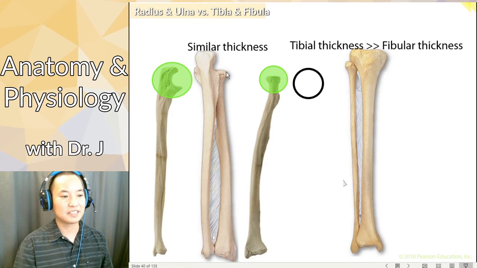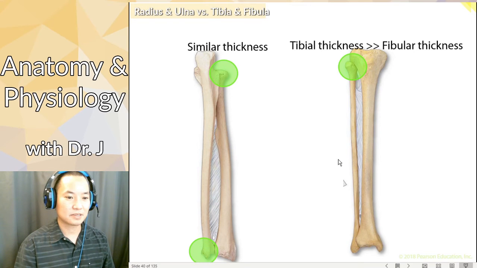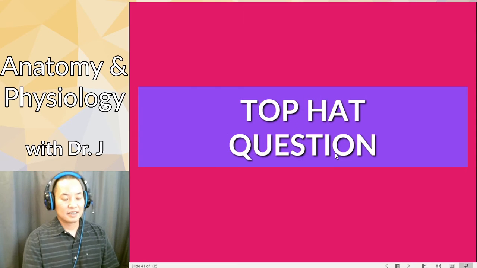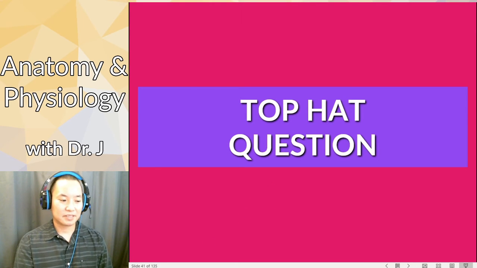Now, tibia and fibula, they do not have the scoop. They do not have this circle. So I also look at this as well. So notice that the tibia will not have a round head. It won't have that styloid process as well. Okay, so that's what I look for when I'm determining radius and ulna versus tibia and fibula.